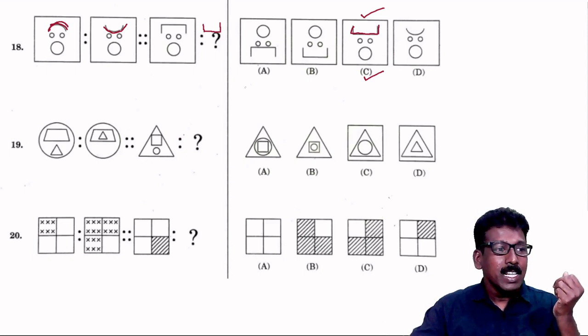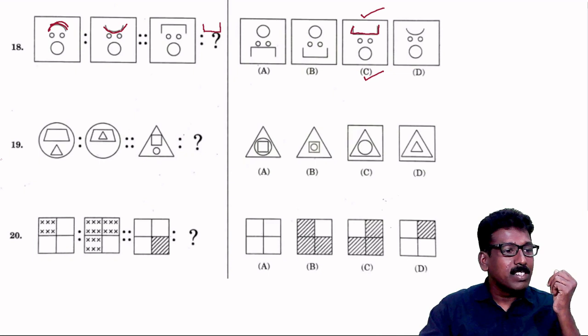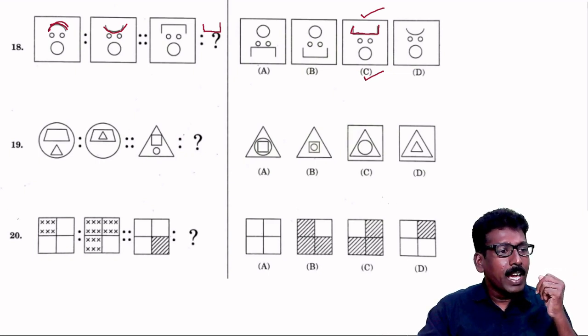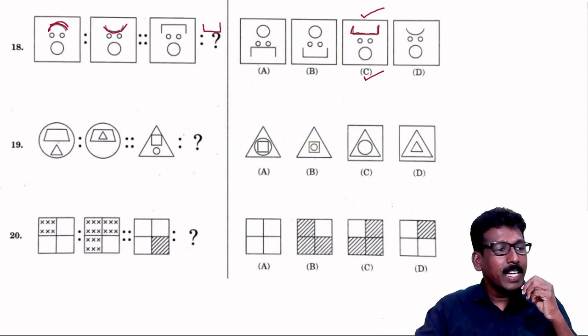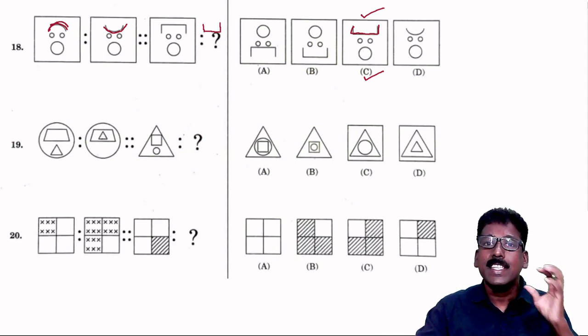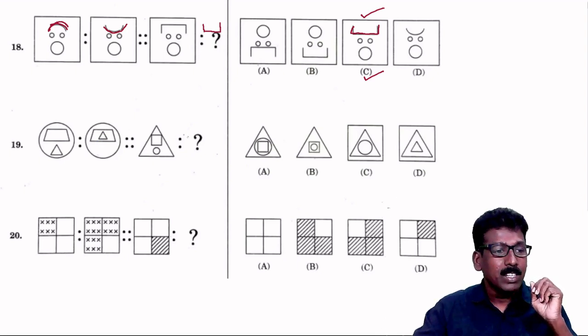Right. Similarly, the next 19th figure, a trapezium and a triangle are given. Here, in the second one, the triangle is inside the trapezium. Now here a square and a circle are given. So in the next figure, the circle should be inside this square. So circle inside the square.